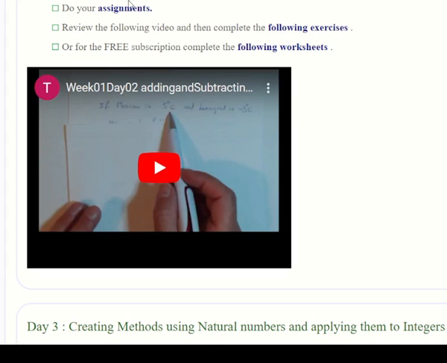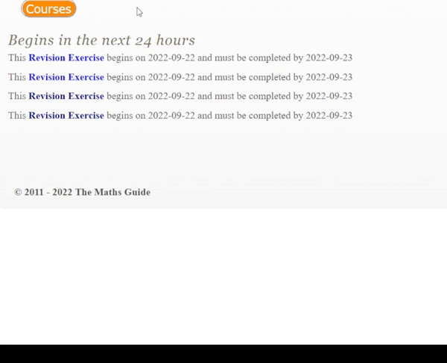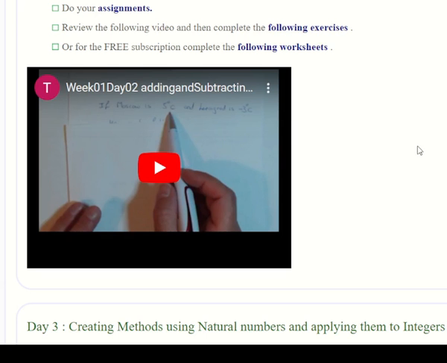And as usual, the first thing that you're going to do is do your assignments. So I go over to here and I click on the link for assignments, and that brings me to the assignments page. Now, as you can see there, I have a number of exercises which begin in the next 24 hours, but I don't have any exercises that begin immediately. So I'm going to close that and I'm going to go back to the adding and subtracting integers.